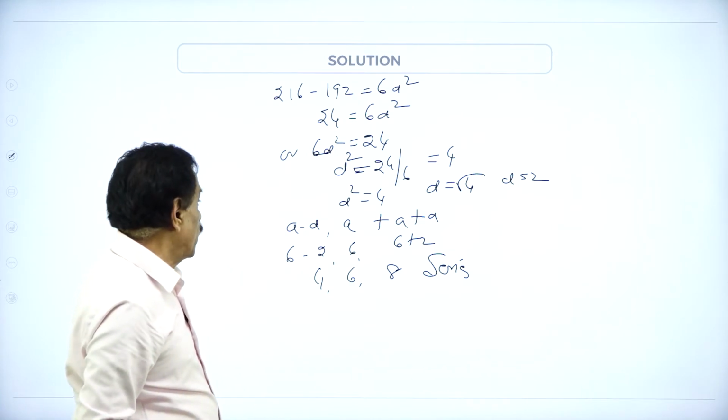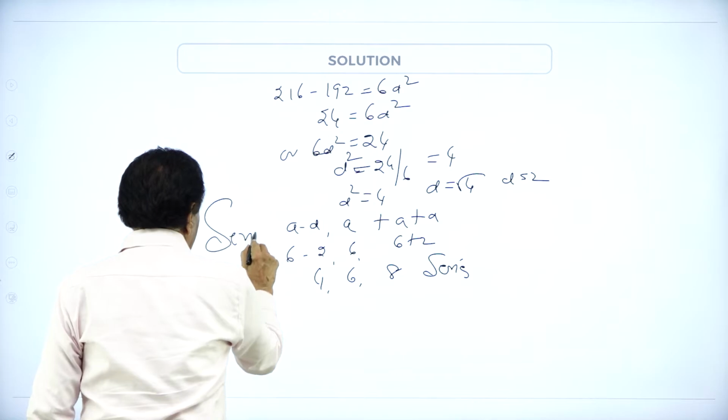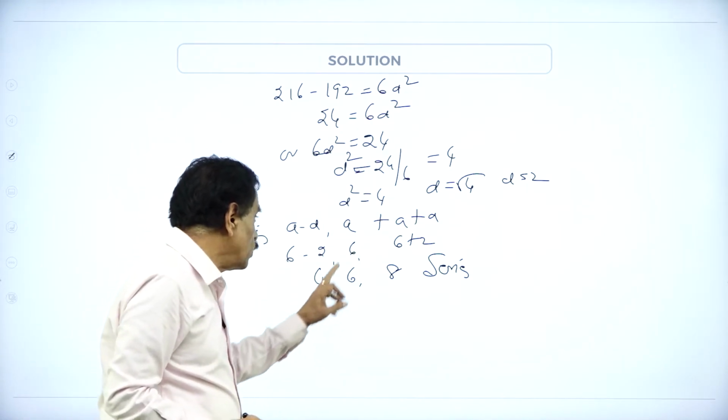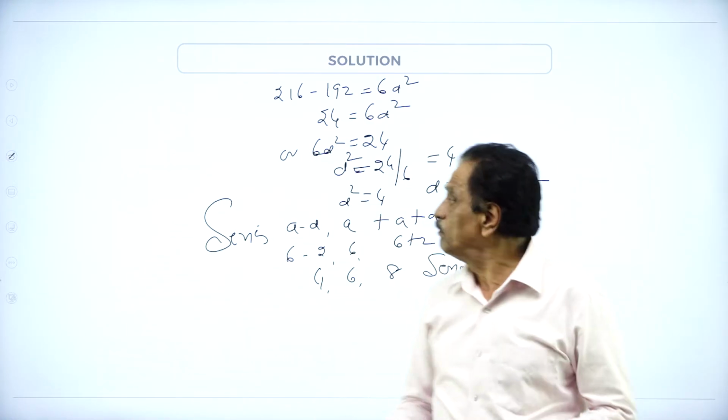is equal to 2. So the series are A minus D, A, A plus D: 6 minus 2, 6, 6 plus 2. The series are like this. Very easy to go now.